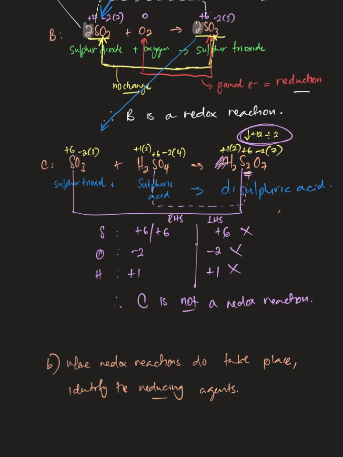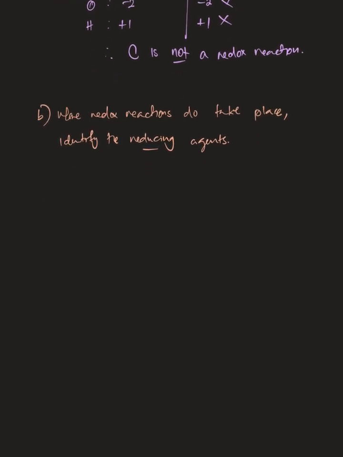Alright, the next question we're looking at is part of the same example. It says where redox reactions take place from question 1, identify the reducing agents. So if I'm looking at A, I know that A was redox. And in A, I know that sulfur, so I'm only looking at reducing agents. When I'm looking at reducing agents, I need to see where the oxidation site was.